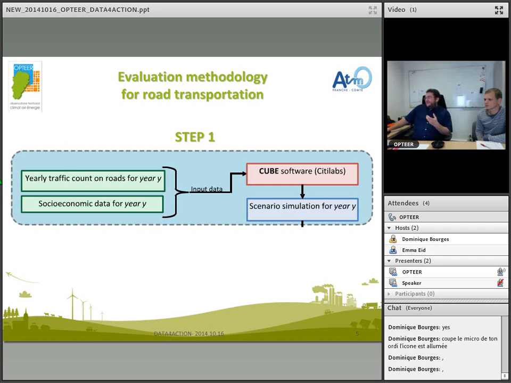It might seem very simple. We just have as input the yearly traffic counts for the road for a given year, and a serious load of socio-economical and census data that will be inserted in the software suite. We use a Cube software suite from CityLab, which is a leader tool in traffic modeling. And that will provide us with a scenario simulation for the given year. So we will see more about the modeling of the traffic further in the presentation.